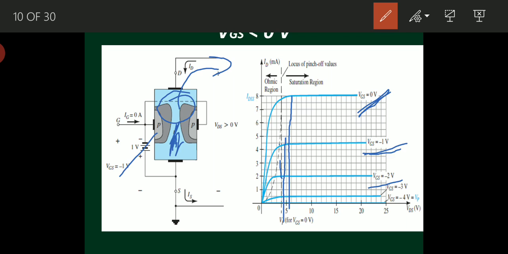If I go on increase this negative voltage VGS at the input of gate, so what will happen? When VGS equal to -2 volts, this is the saturation level. So if I increase VGS much more, then what will happen? Saturation condition will occur at low voltage level of VDS itself. So the graph shifts towards downside, and you can see here the parabolic change here.